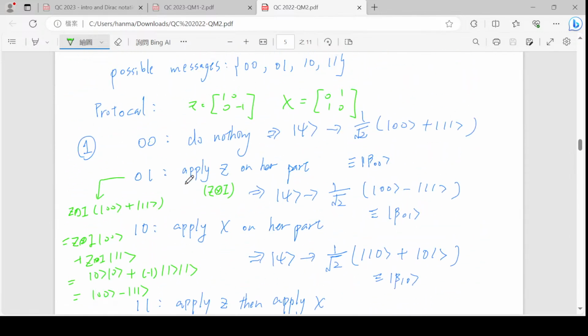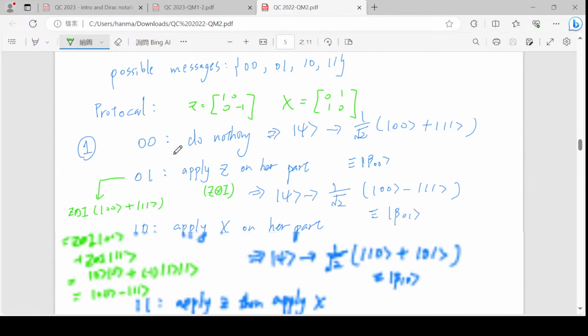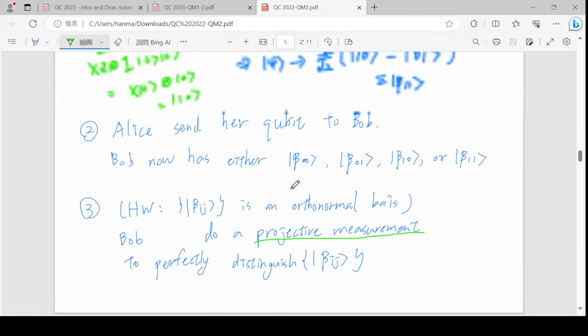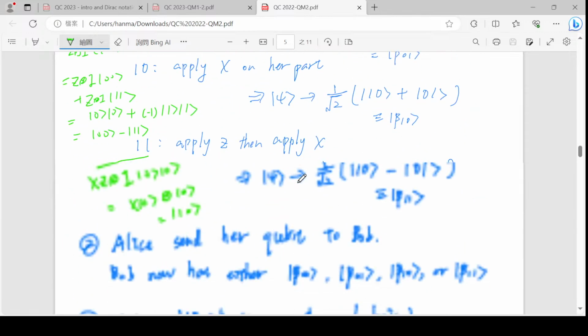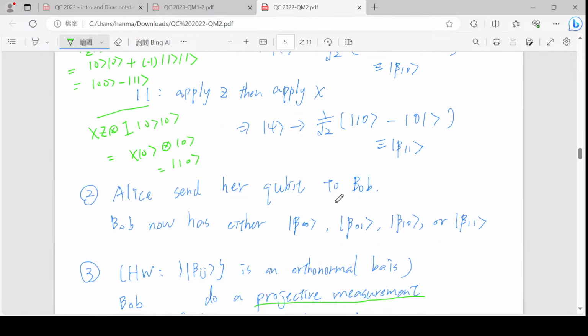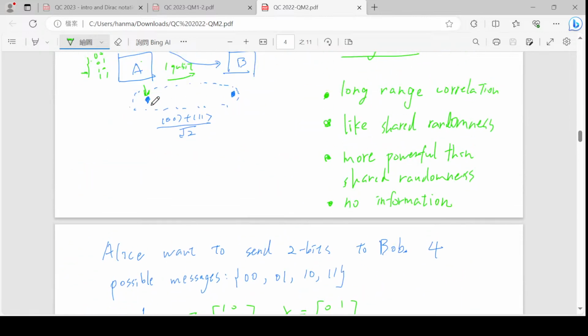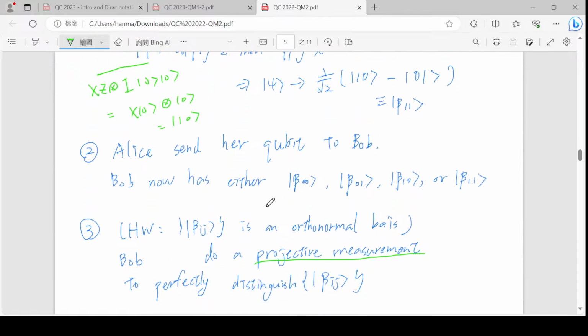So the first step of the protocol is Alice reads her message and does one of the 4 things on her part. And the second part of the protocol is Alice sends her qubit to Bob. Okay, so Bob now has this whole entangled state. Both qubits are on Bob's side. So Alice does something on this particle, then just sends it there. So Bob now has those 4 possible states. And what Bob does is he will just do a measurement to distinguish those 4 states.